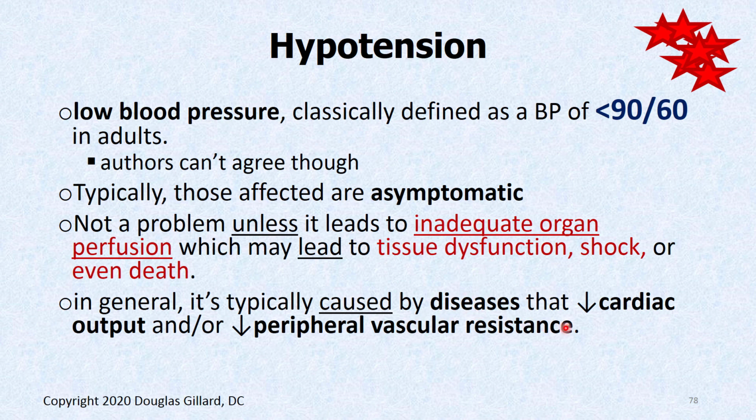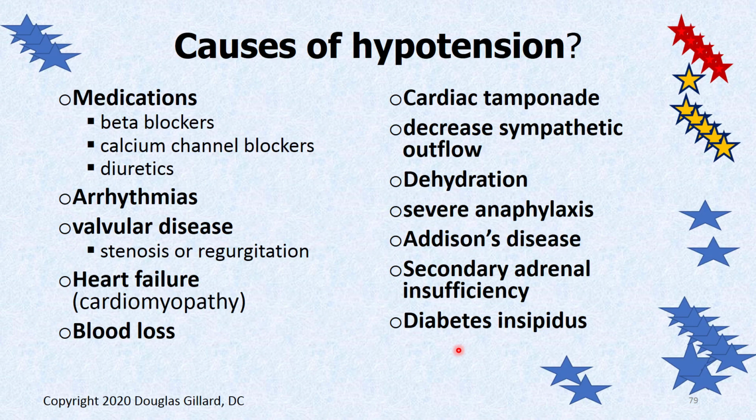It's typically caused by a disease that decreases cardiac output or decreases peripheral vascular resistance. In other words, it causes vasodilation. Causes of hypotension, oh my God, look at all the stars. You've got to know this one. Medication: older people can have hypotension because of a failing heart, but even some of the medications that they have to take if they have an arrhythmia, beta blockers, calcium channel blockers, diuretics, can cause hypotension. Arrhythmias can cause hypotension.